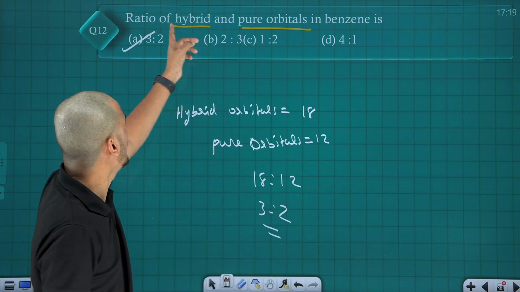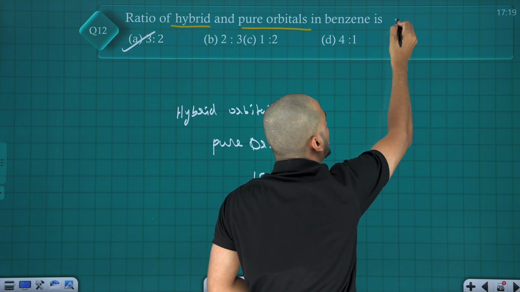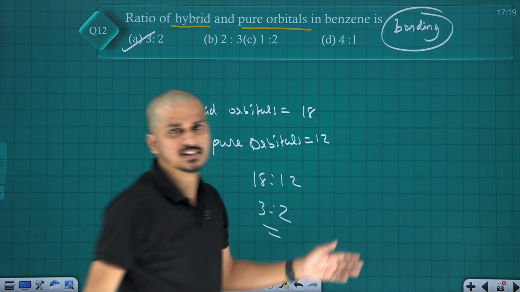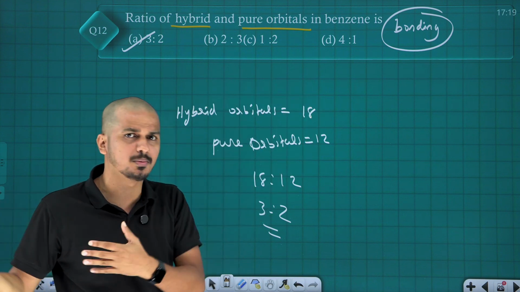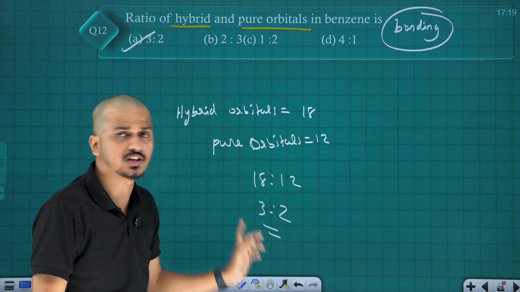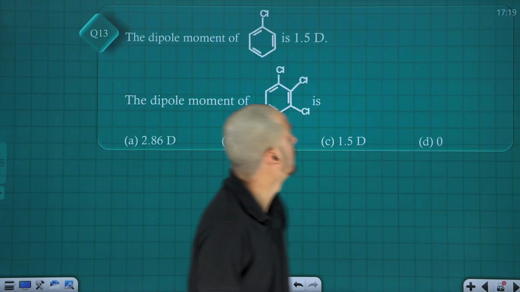You have to remember here the ratio of hybrid and pure orbitals in benzene which participate in bonding. That's the best question, because other than those participating in bonding, there are so many inner orbitals in carbon and all. We have to calculate only bonding. That means the ratio is 3 is to 2. Ready? Fine. We can go to the next question.